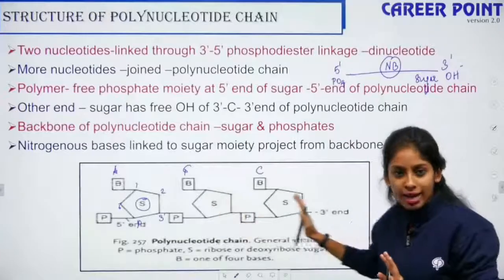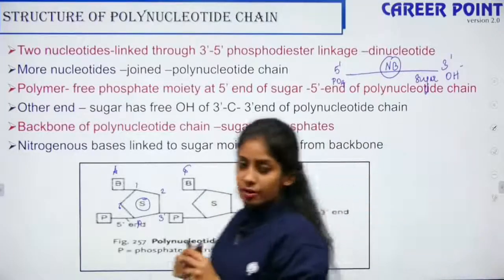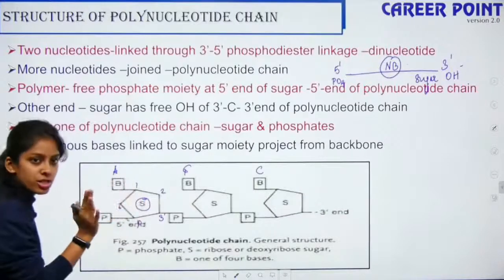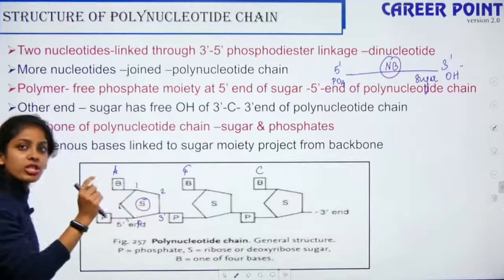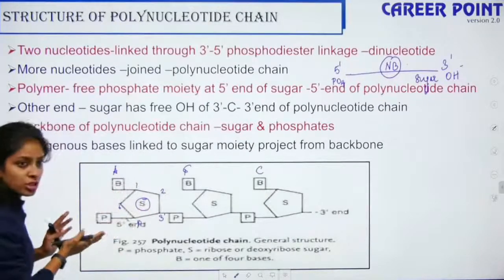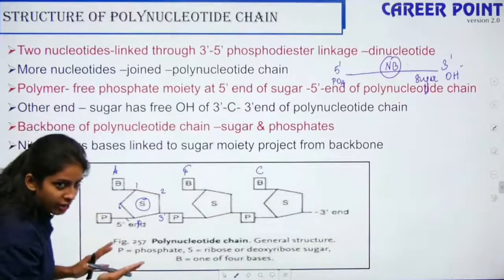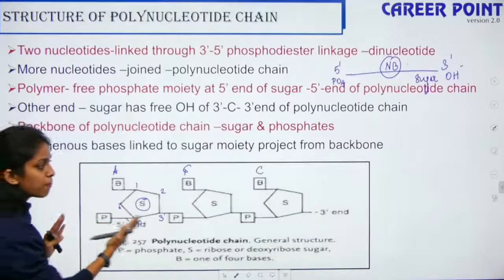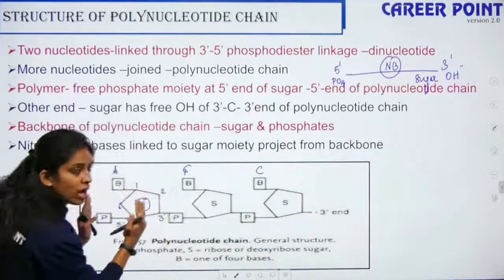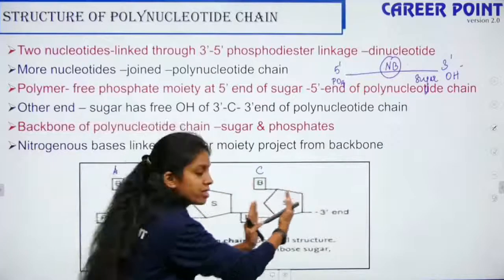So this is how my DNA architecture is. I have a sugar and a nitrogenous base. Sugar and nitrogenous base form a nucleoside, right? Then they bind to the phosphate, that is a nucleotide. So in a polynucleotide, I have many nucleotides. This is one nucleotide, this is another, and this is another.